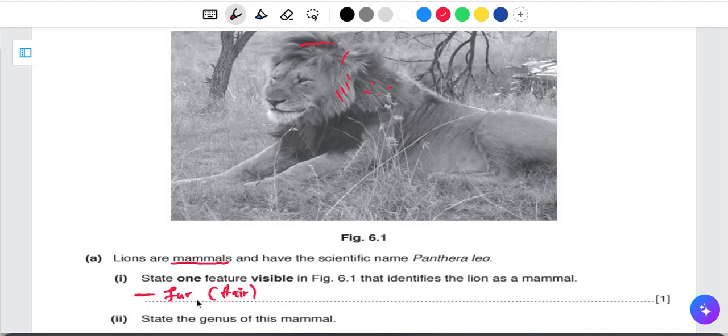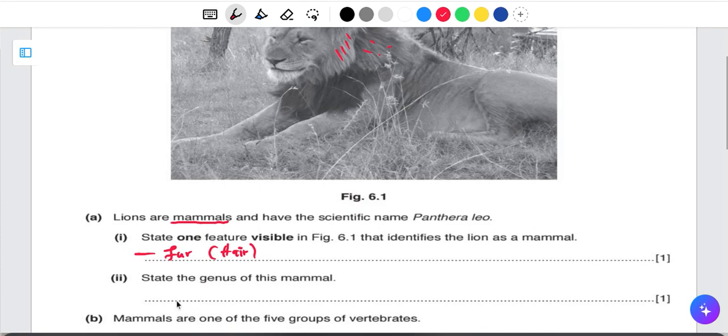Alright. Roman numeral number 2 is saying state the genus of this mammal. So the genus is always the first word from the scientific name. So since this lion has the scientific name of Panthera leo, the first name here, which is Panthera, is the genus name for this lion. So we are going to say Panthera. So that is one thing that you need to know always. That's the first word from the scientific name.